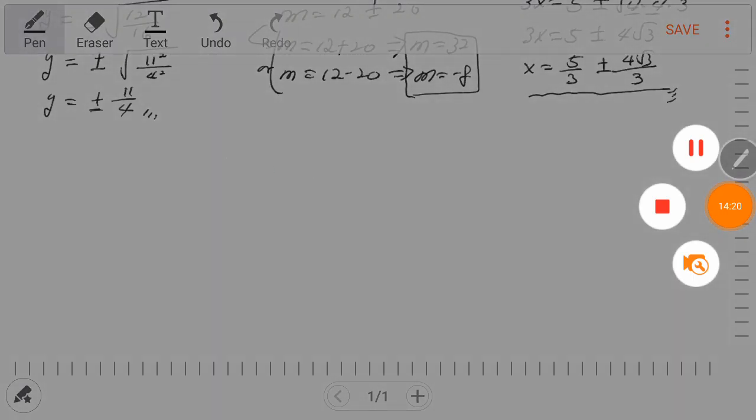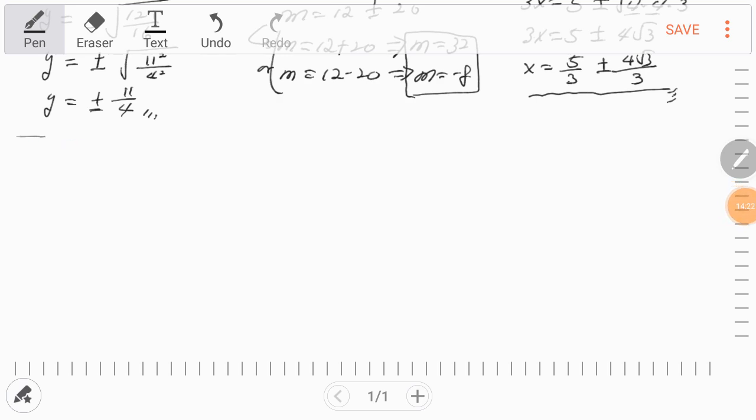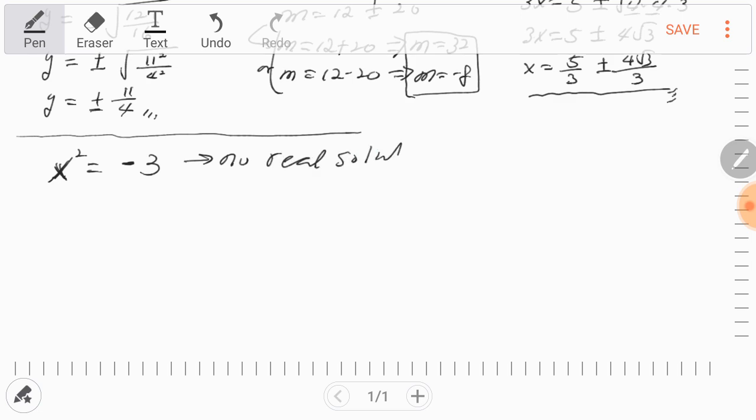What would happen if the square root is negative? Here are some examples. Let's say x squared equals negative 3. Then we know that something squared is always positive. In this case, there is no real solution. This means there's no real solution, because a real number squared has to always be positive.